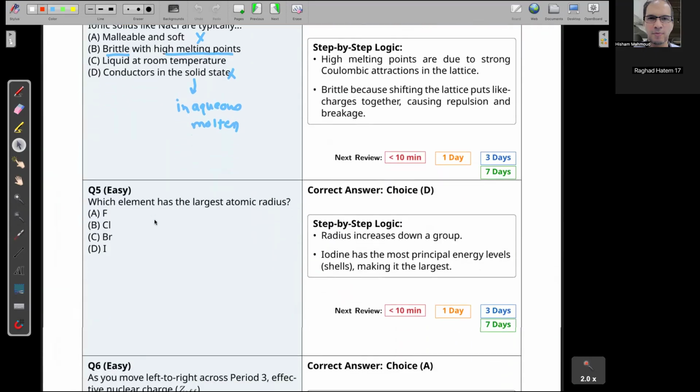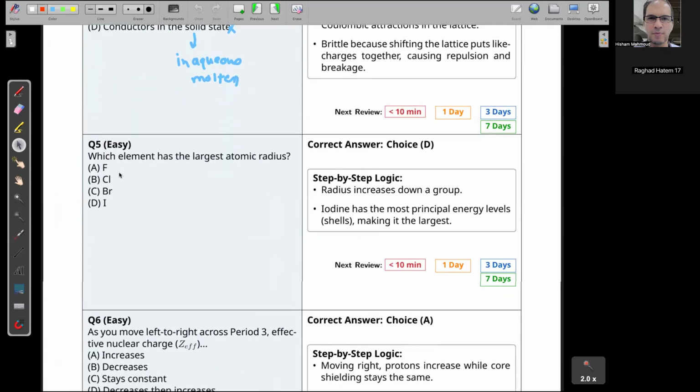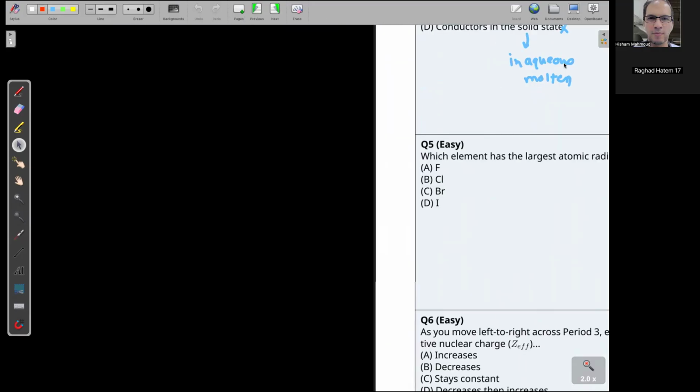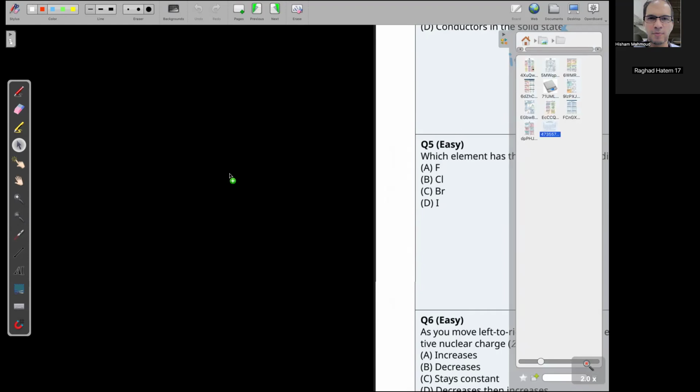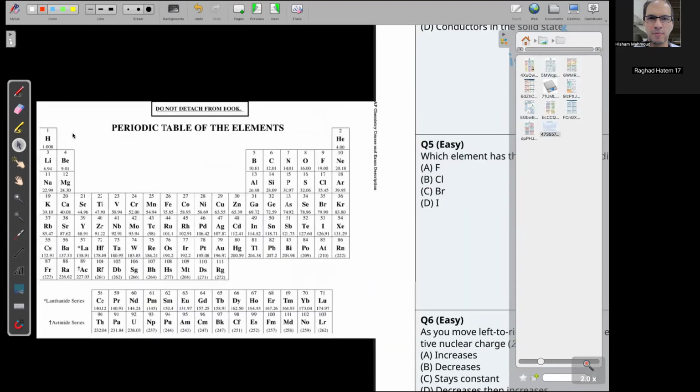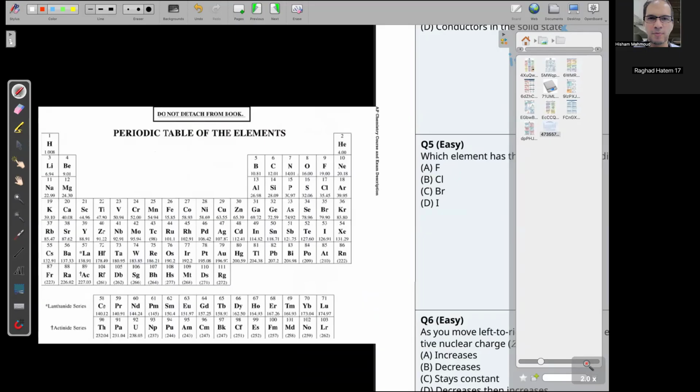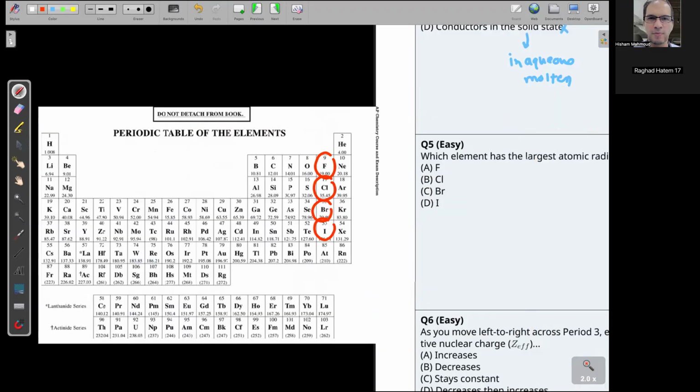Okay, which element has the largest atomic radius? Is it the F or the Cl or the Br or the I? Let's have a look at the periodic table and see. I have the F here, I have the Cl here, I have the Br here, I have the I here. Which one of these has the largest atomic radius?